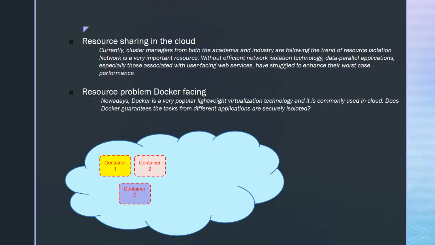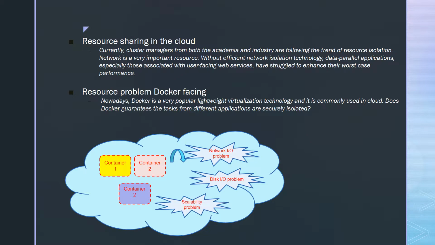And compared with virtual machines, the problem with containers is worse, because containers are super lightweight and a cluster node can hold thousands of containers together. If there is a small problem between containers, then when it runs thousands on the cluster, it will be a huge problem. It may produce network I/O bandwidth problems, or disk I/O problems. So we also need to think about the scalability problem.